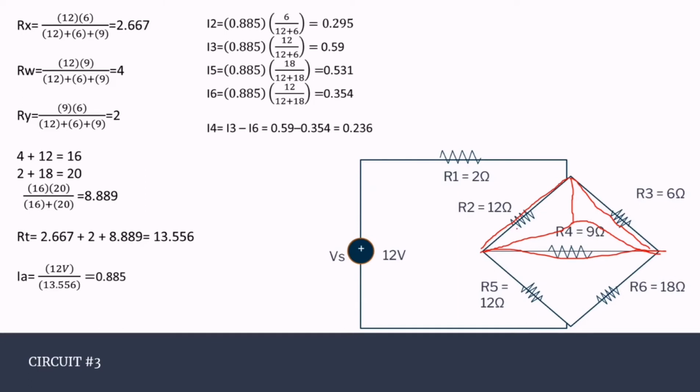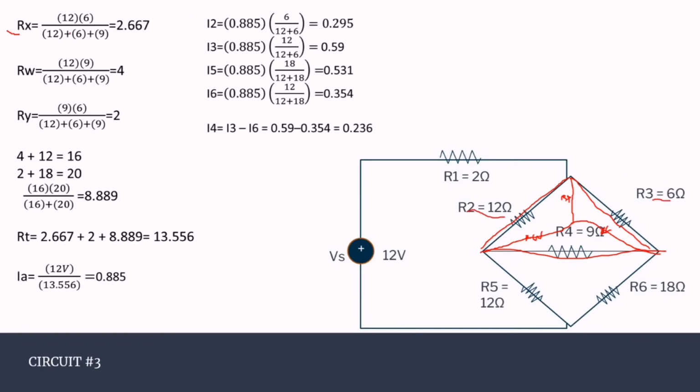Naming them RW, RX, and our RY. To compute for our RX, we're going to get both sides. So our R2 and R3.